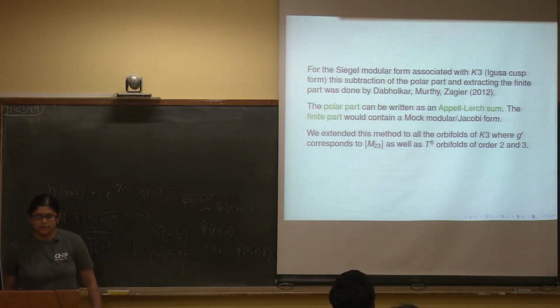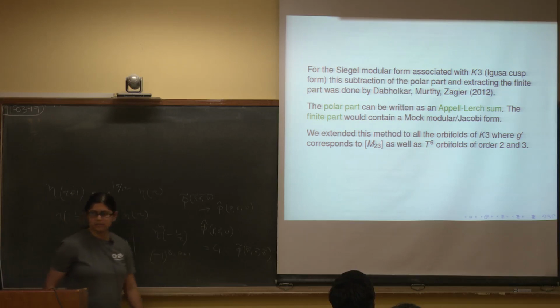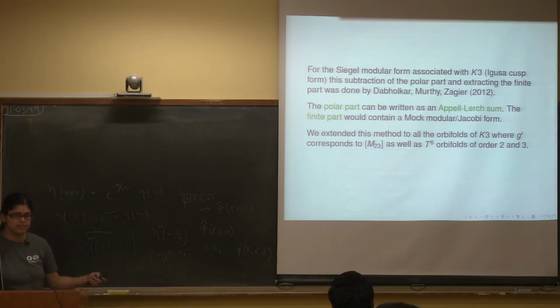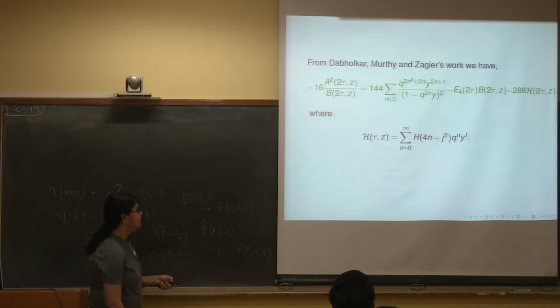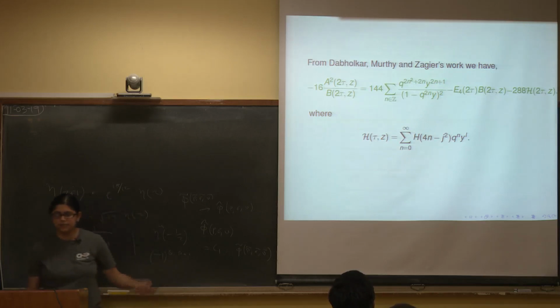For the Siegel modular form for K3, this subtraction of the polar part and extracting the finite part was done by Dabholkar, Murthy and Zagier, and the finite part we will see always contains the degeneracy of the black hole. So this minus B6 can be read off just from the finite part, and we extended this method for all the M23 cases and also for these torus orbifolds.